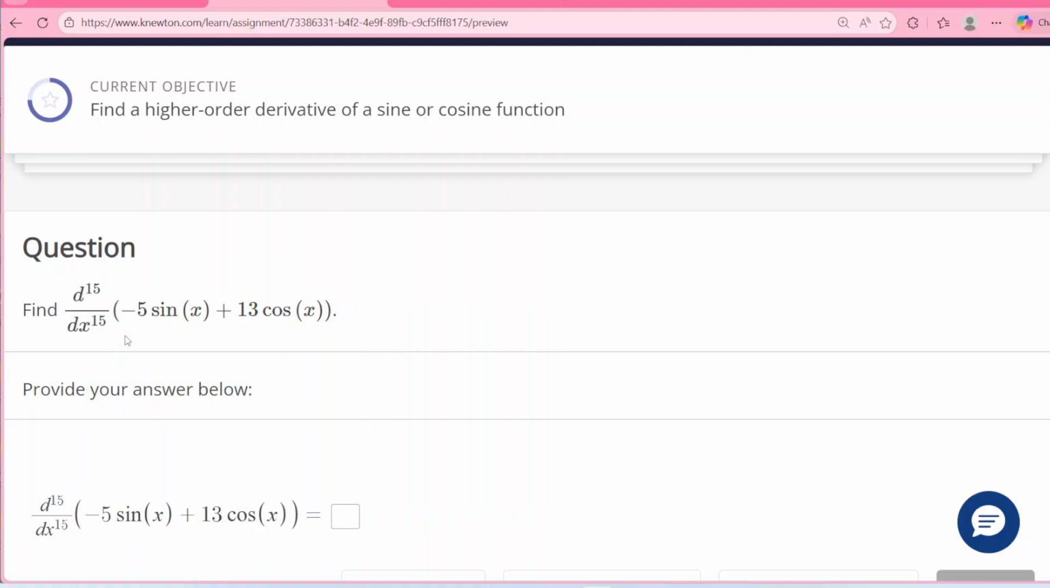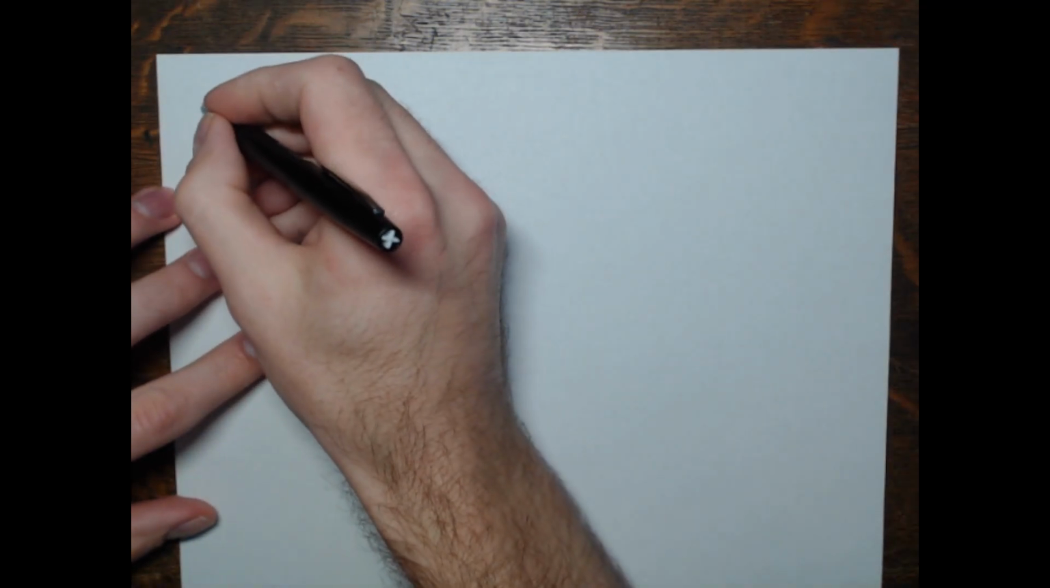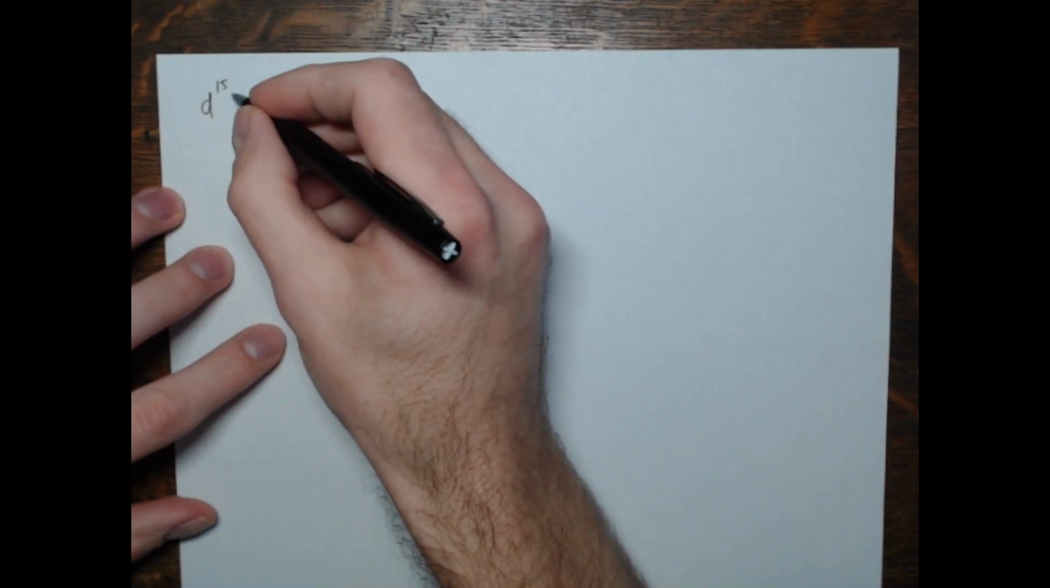Here's the 15th derivative. All right, so a little trickier this one because 15 is not a multiple of 4. All right, it's 3 times. So this one I'll write out. This has a sum. You gotta go term by term here. So we're taking the 15th derivative.